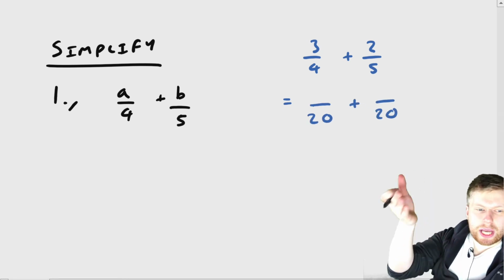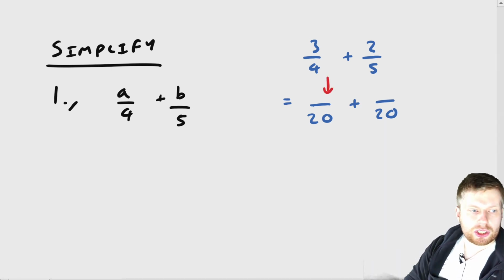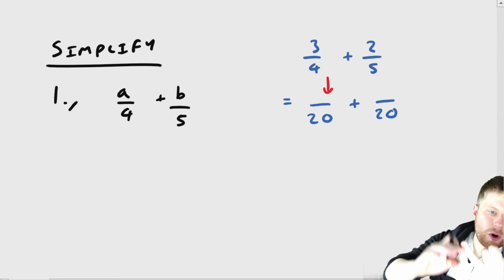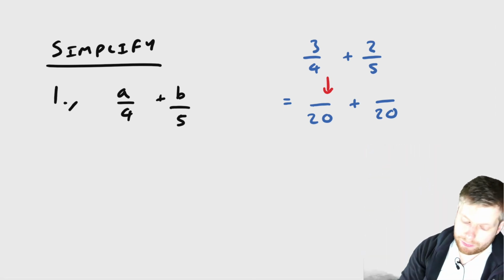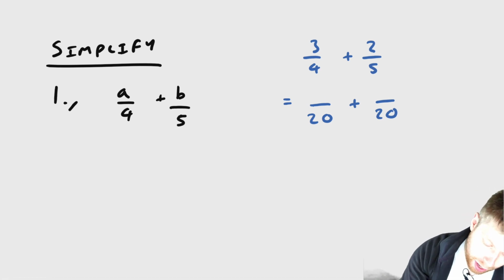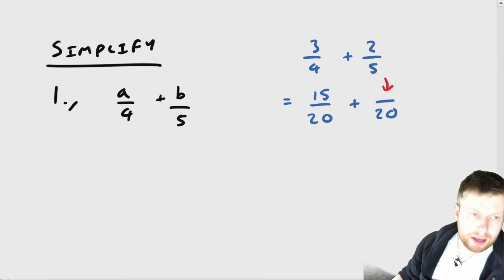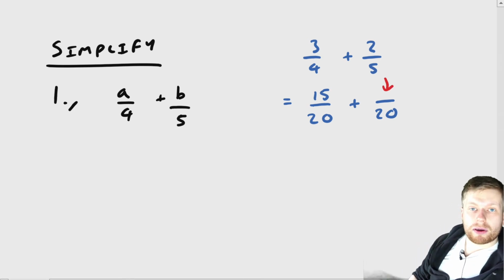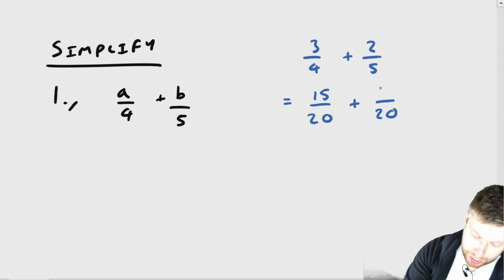But then I also need to change the numerator as well because it's an equivalent fraction. So what have I done to the first fraction to get a 20 on the denominator? Well, I've taken 4 and multiplied it by 5, which means I also need to multiply the numerator by 5 as well. So I get 3 times 5, which is 15. If I do the same with the second fraction, 5 to 20, I've multiplied by 4, which means I also need to multiply the numerator by 4. So that's going to give me an 8 there.